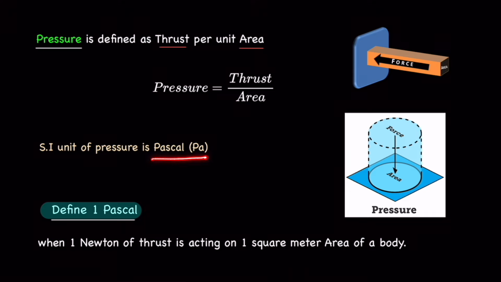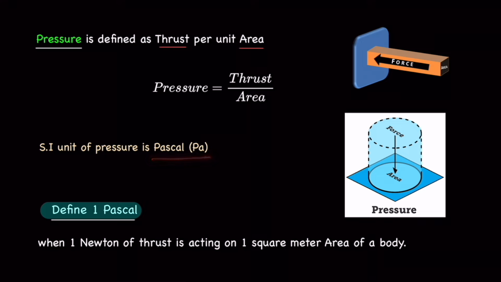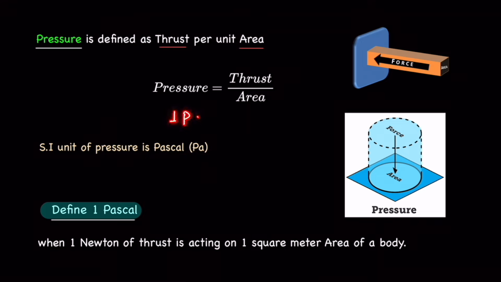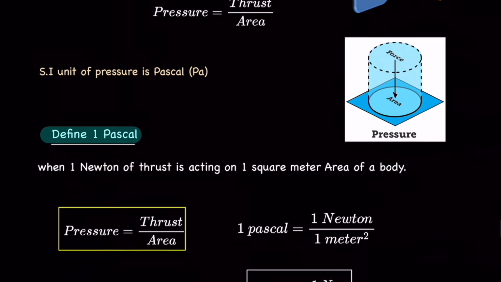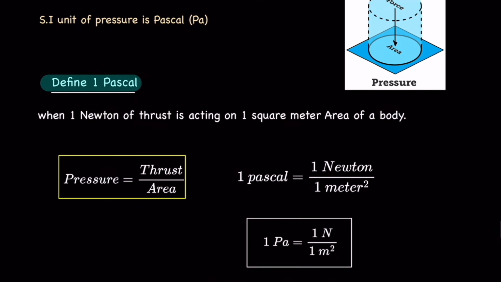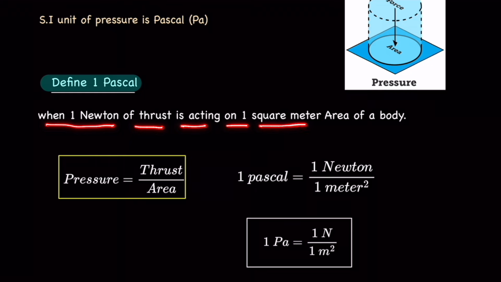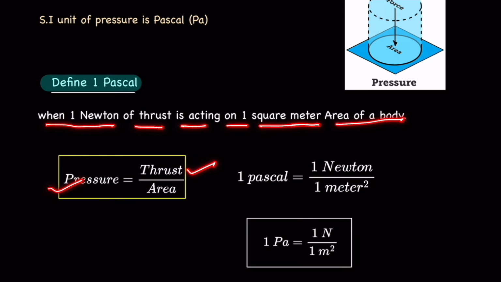So how can we define 1 Pascal? 1 Pascal is defined when 1 Newton of force is applied on 1 meter square area. So this relation is called 1 Pascal. Here it is also mentioned that when 1 Newton of thrust is acting on 1 square meter area of a body, then it is defined as 1 Pascal. So pressure is equal to thrust by area.